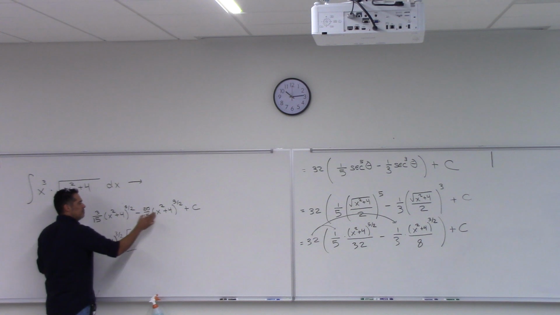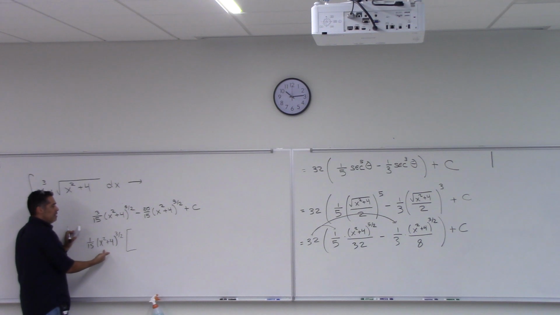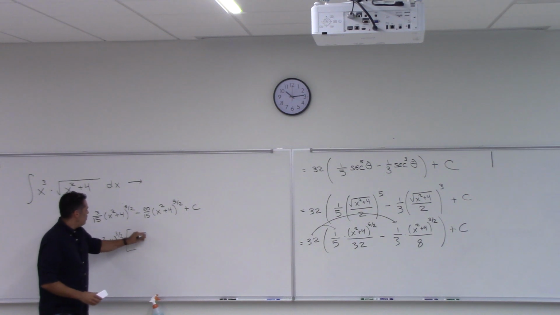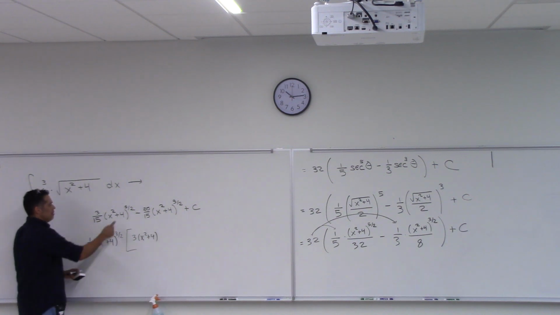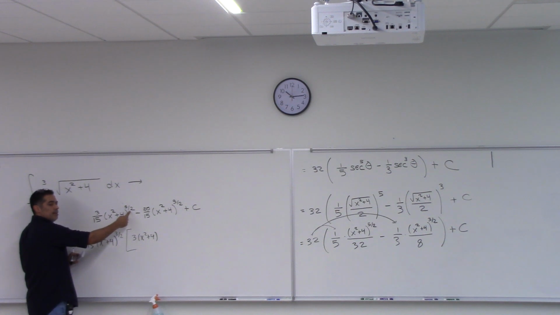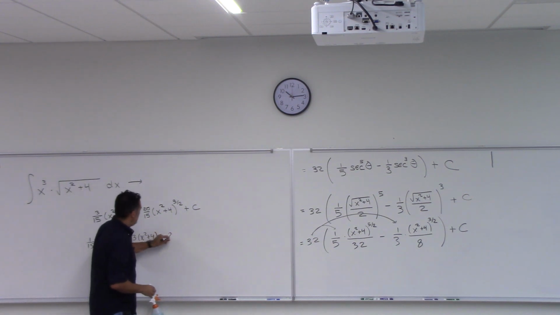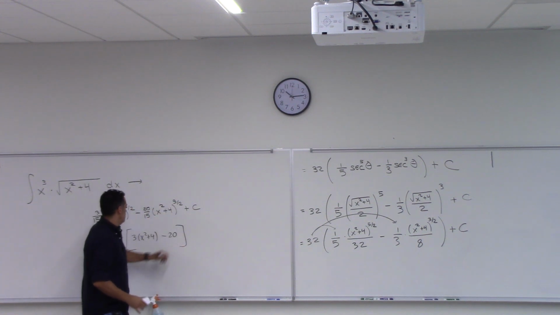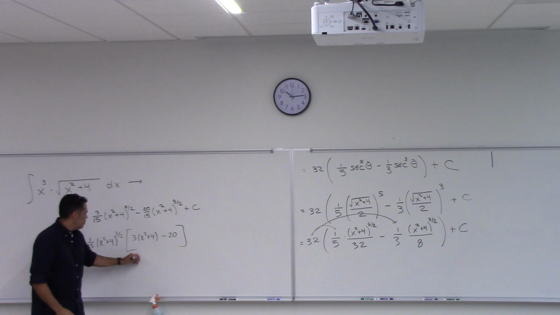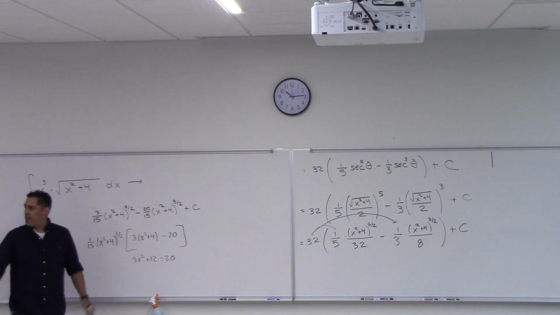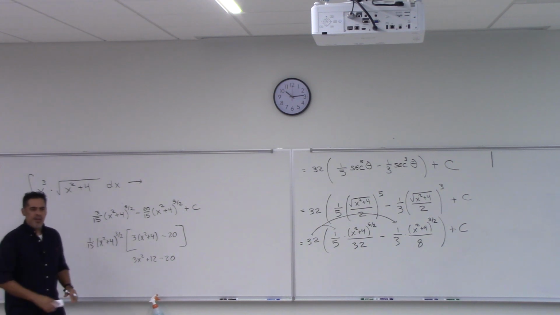They realize you have x squared plus 4 to the 3 halves and to the 5 halves, so they both have a 3 halves in common. If I pull that out, I'll be left with a 3, and then x squared plus 4 to what power? If you take away 3 halves from 5 halves, you're left with 2 halves, which is 1. So it's just that. And then minus, you pulled out the 15 on the bottom, so you just have a 20 there. Then let's distribute: 3x squared plus 12 minus 20, and that's 3x squared minus 8. So it matches. It is right.